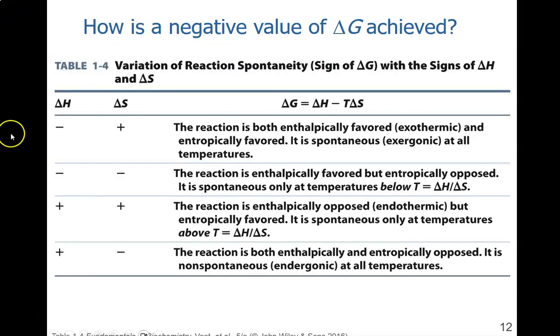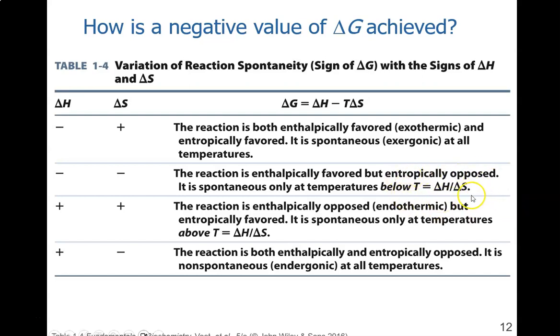So how do we know if we have a negative value? This chart is nice because it shows which reactions are favored. You'll get a delta G that's negative. You can see mathematically that if the delta H is negative, that's an exothermic reaction. If delta S is positive, that means the products are more disordered than the reactants. Here we have an exothermic reaction with products that are more ordered.